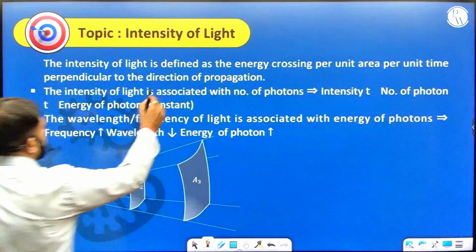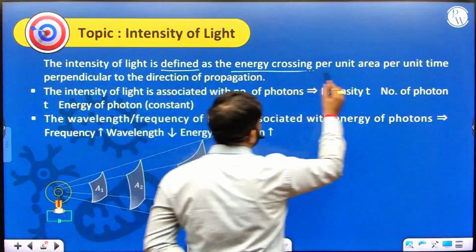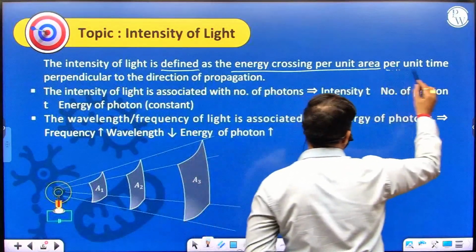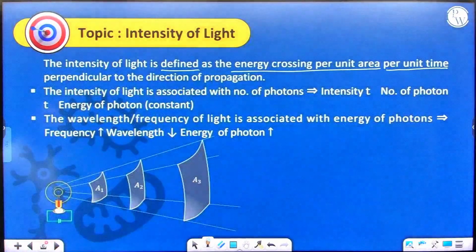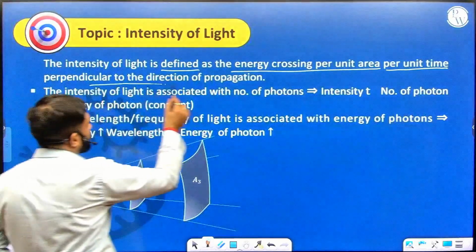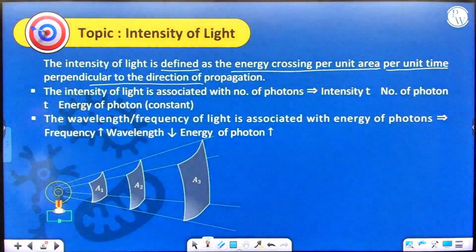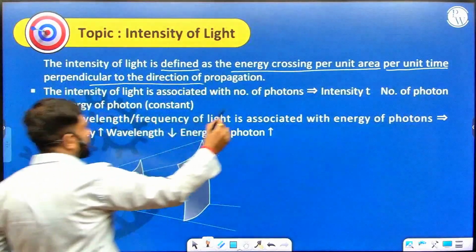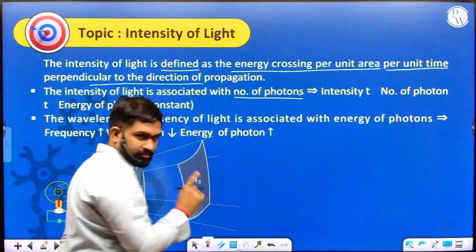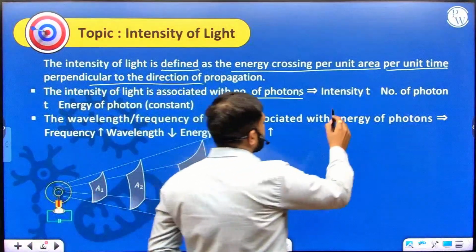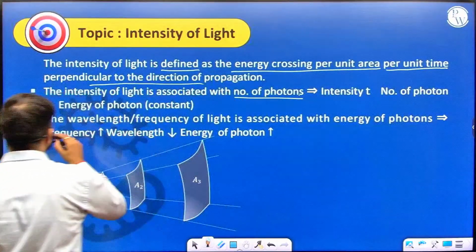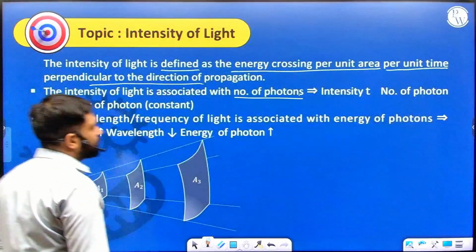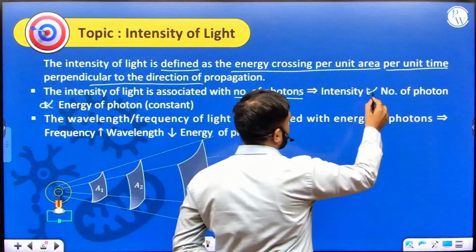Intensity of light is defined as the energy crossing per unit area per unit time. Remember that point first of all. Energy per unit time per unit area perpendicular to the direction of propagation. Correct. The intensity of light is associated with the number of photons. Again, it's an important point. The intensity is directly proportional to the number of photons, and it's also proportional to the energy of the photons.